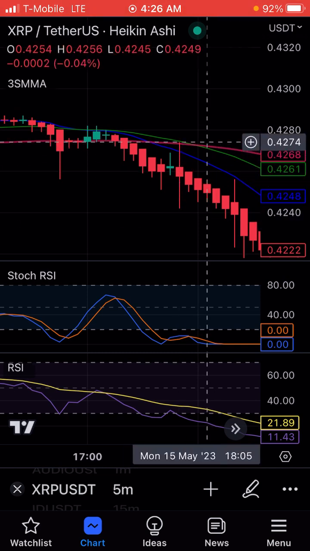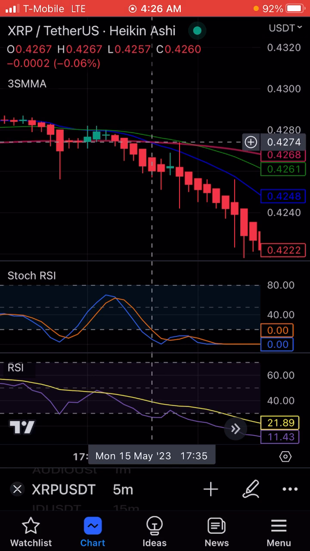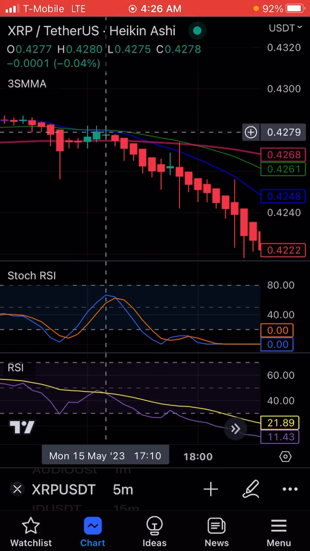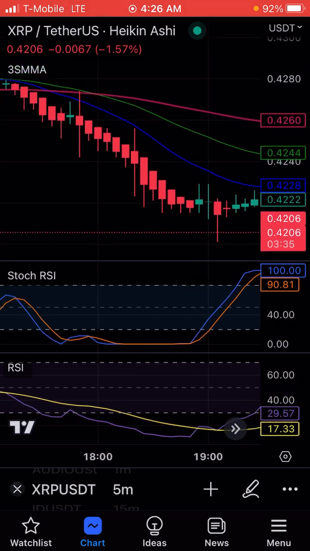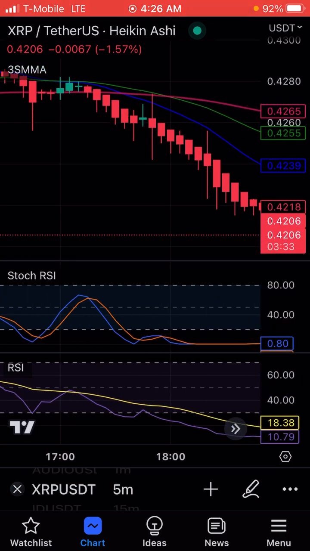55 is still above it, and you can see it crossing right about here, so that is an indication right here. That is gains right there.